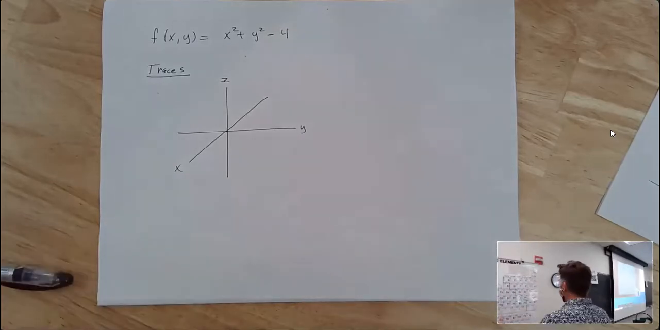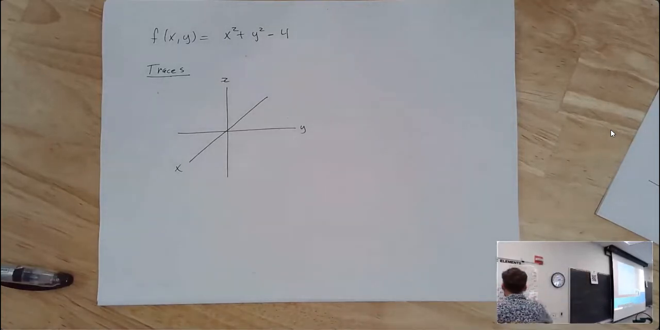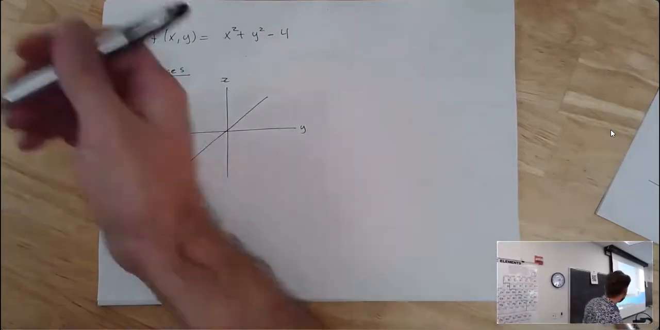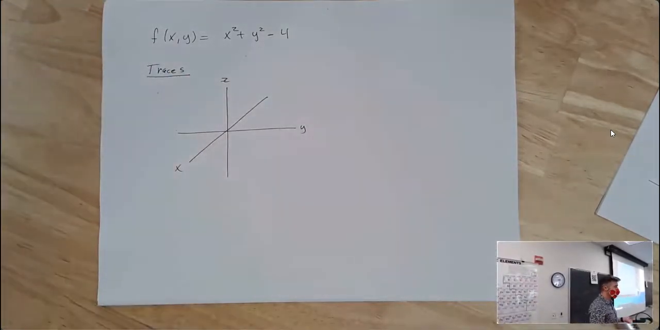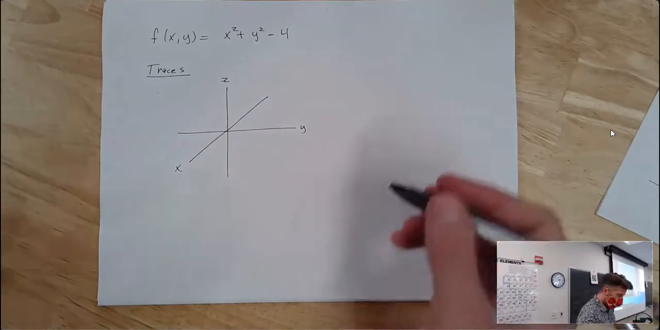I'm always thinking about facing those planes. I can push forward towards the yz plane. I can push to the left towards the xz plane, and I can stomp on the xy plane. And those are the planes we want to find the traces of. They help us graph them.